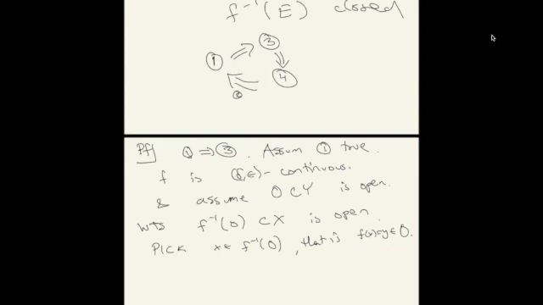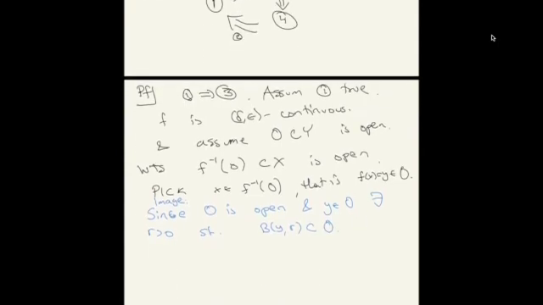So since this is on the image side, since O is open and y is in O, there exists some r positive such that B(y, r), and this is a ball in Y, is contained in O. Okay, so let's now flip it to the domain side.